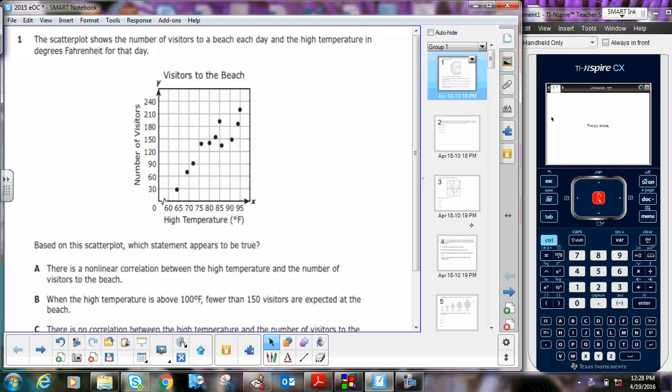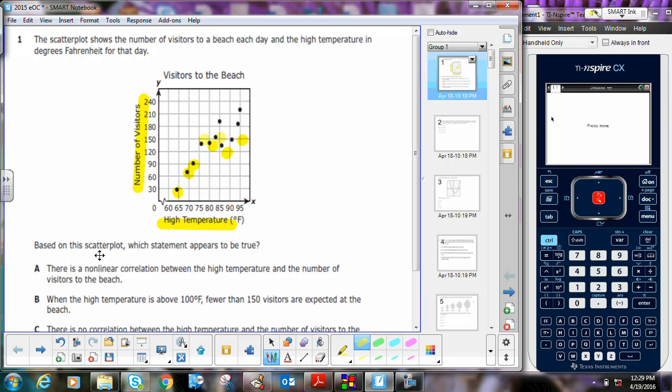You read the question first, and of course, in the day of the STAR, I ask all my students to ask for a highlighter. So we're going to highlight all the important information. The scatter plot shows the number of visitors at a beach each day and the high temperature in degrees Fahrenheit that day. So this is the number of visitors versus the high temperature. Like you see here, this is correlation. So far, this is what we have.